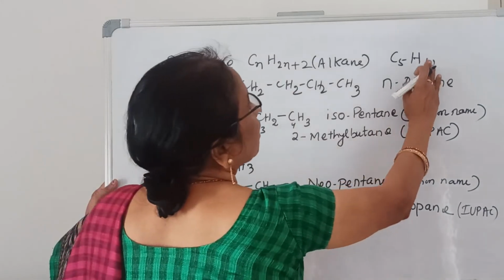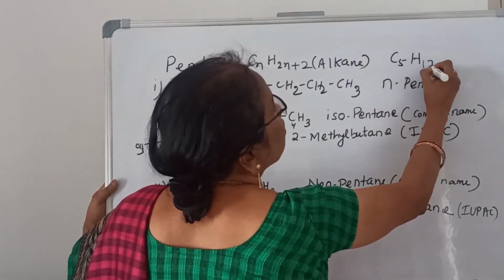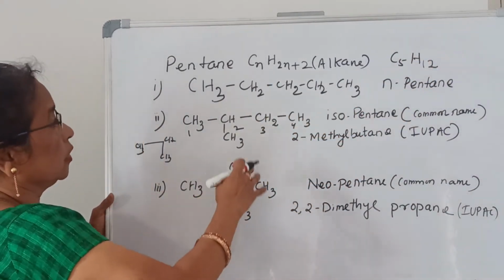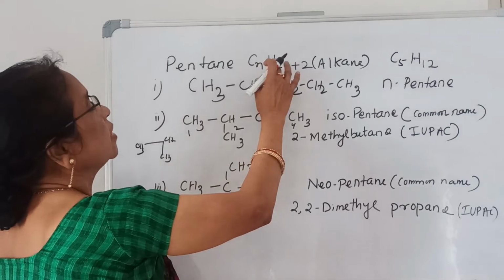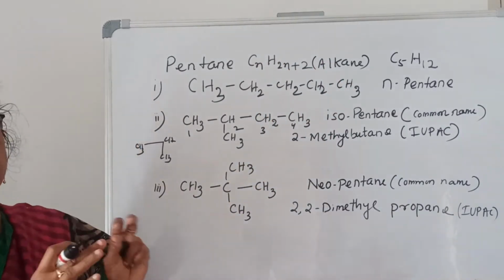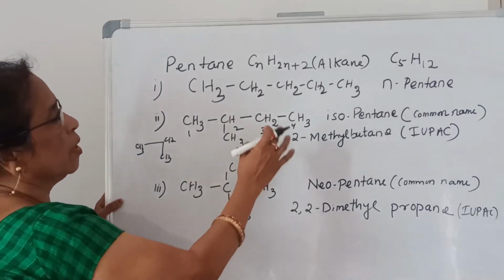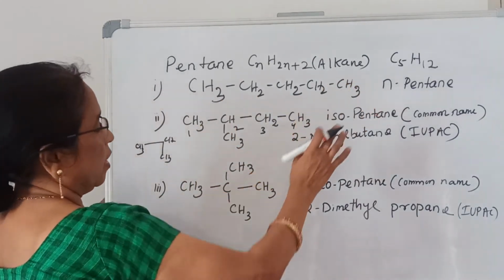Sorry, it is not C5H10. Sorry, very much sorry. Here it should be C5H12, because the general formula is CnH2n+2. So it should be C5H12. So please remember everywhere, after counting, it should come to C5H12.